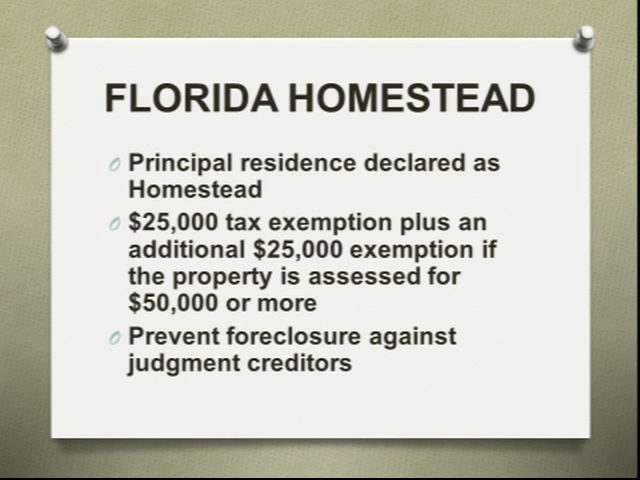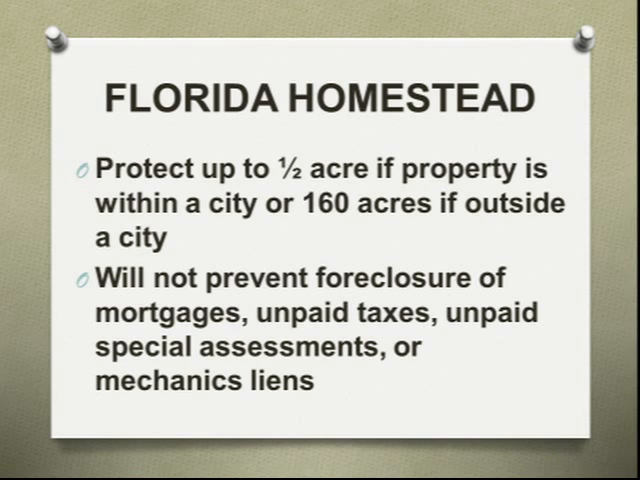Now, your homestead is designed in a way that it prevents foreclosure against judgment creditors. It protects properties up to a half an acre within the city limits and 160 acres outside the city limits. Now, it will not prevent foreclosure against mortgages, unpaid taxes, and unpaid special assessments, or mechanics liens.